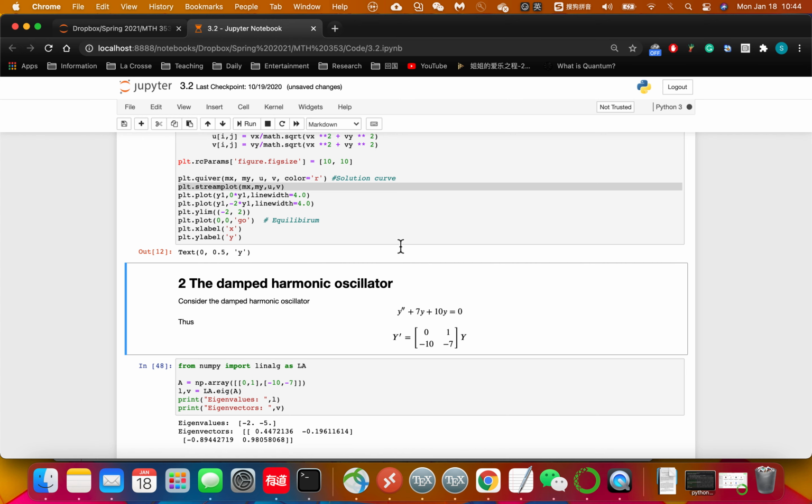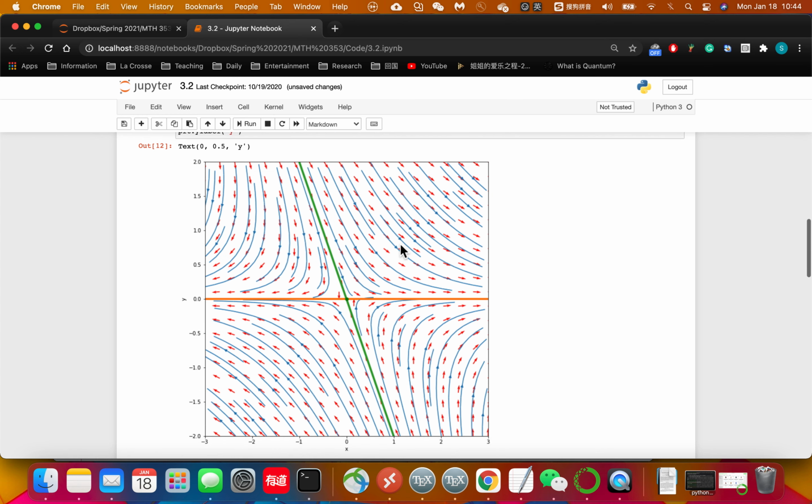We observe something very interesting. If you start from somewhere else, you will follow the flow and just keep going. But if your initial value is on this orange line, or on the green line, it will stay on that line all the time without changing direction. So these two lines are what we call straight line solutions. Remember, every possible solution, and you have infinitely many, but there are two which are very special.